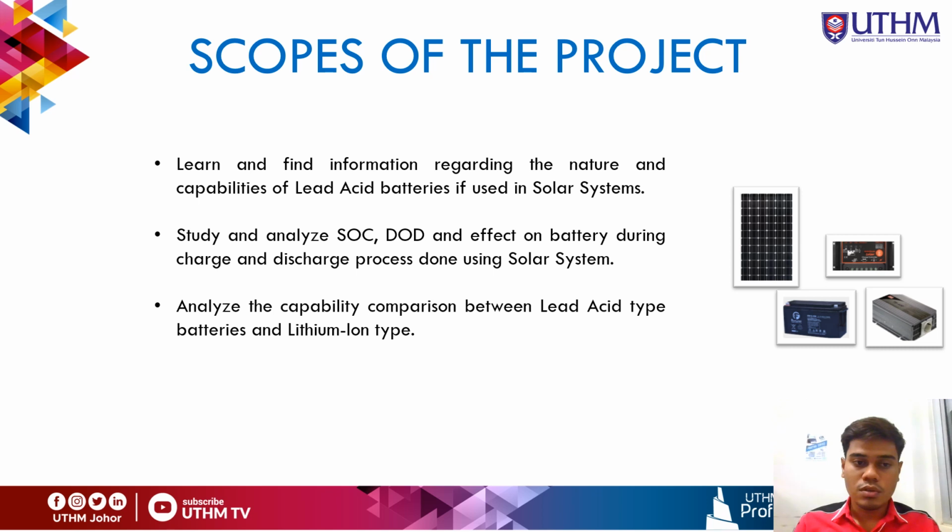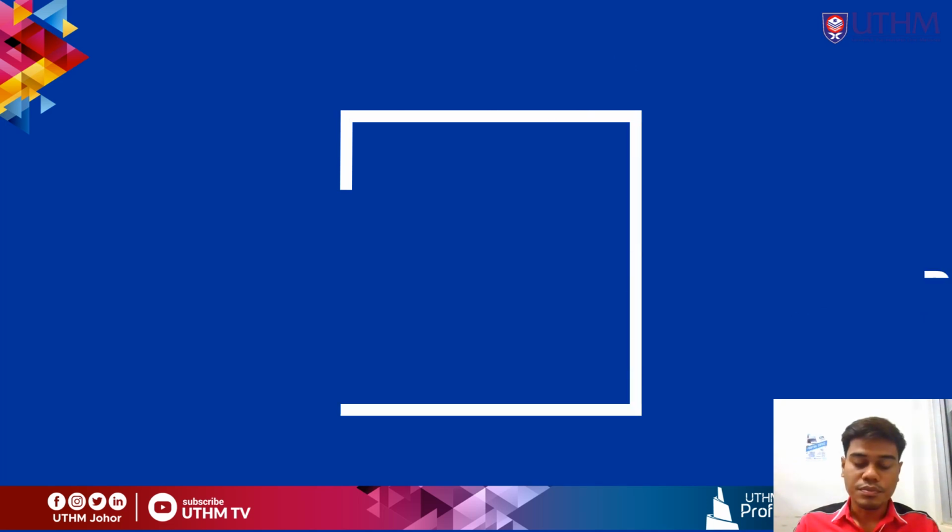batteries. The scope of the project is, first, to learn and find information regarding the nature and capabilities of lead acid batteries if used in a solar system. The second is to study and analyze SOC, DOD, and the effect on the battery during the charge and discharge process done using the solar system. And the last is to analyze the capability comparison between lead acid type batteries and lithium-ion type batteries.